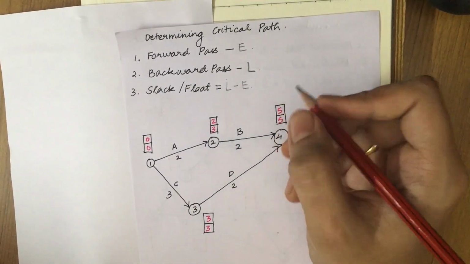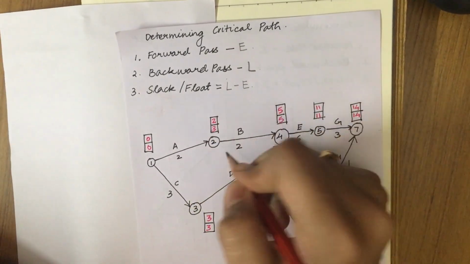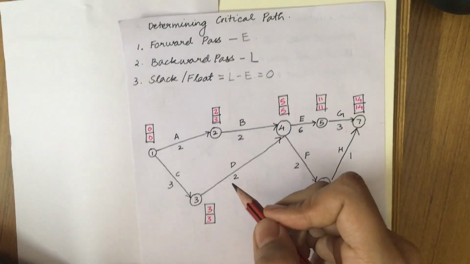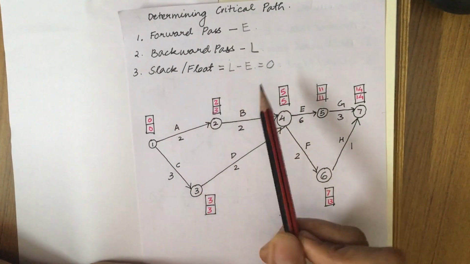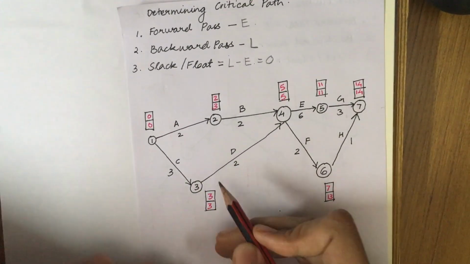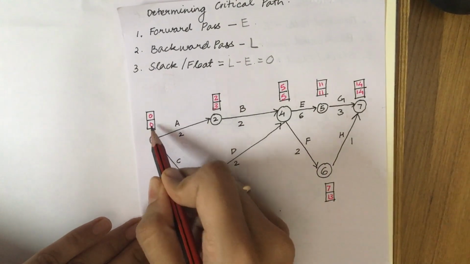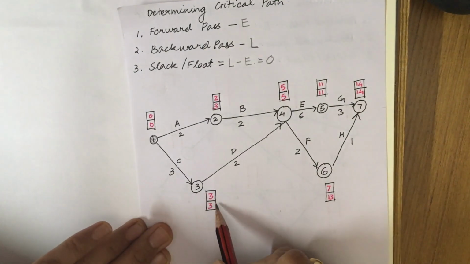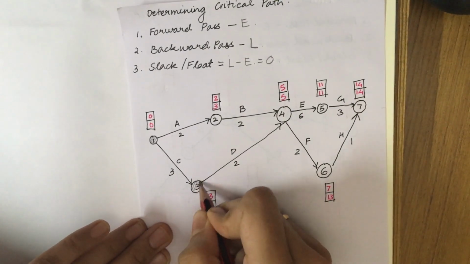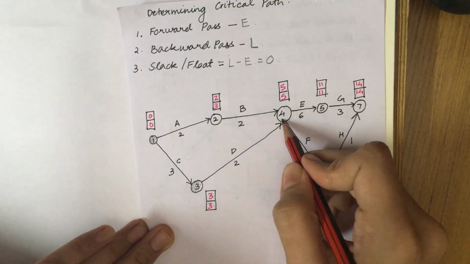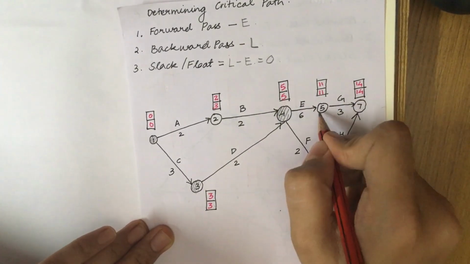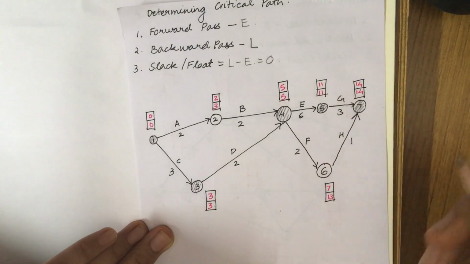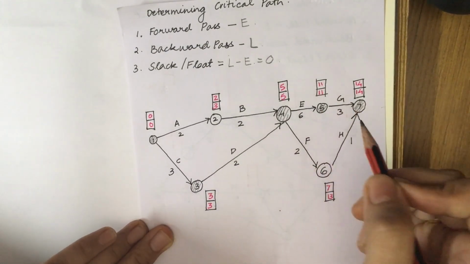Now as we had discussed earlier, the slack for any event which is critical will always be 0. So you need to observe all the events which have a slack or float of 0. So if you observe, the first event has a slack of 0, 0 minus 0. The third event has a slack of 0, 3 minus 3. The fourth event has a slack of 0. The fifth event has a slack of 0. The seventh event has a slack of 0. So if you join all these events, you will get the critical path.